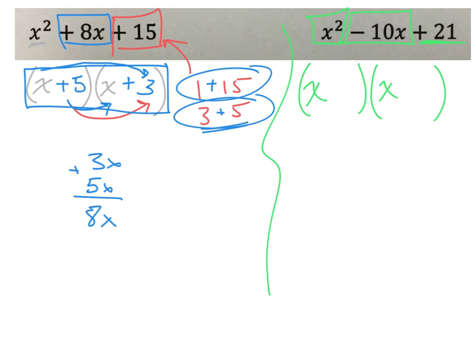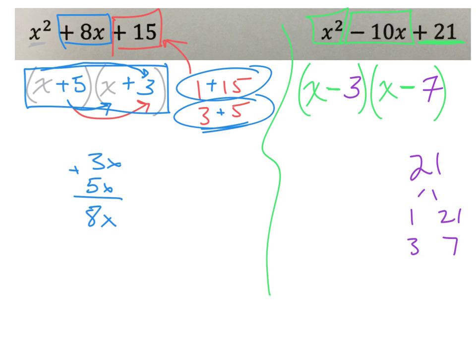However, with a positive number at the end and a negative number in the middle, I know that my signs have to be minus and minus. Why? Because a negative times a negative is a positive, which we need at the end, and then if we add two negative numbers together, we get a larger negative number. So the question I'm asking myself, what are the factors of 21 that add up to 10? Of course, 1 and 21 adds up to 22. 3 and 7 add up to 10, and that's what we need.